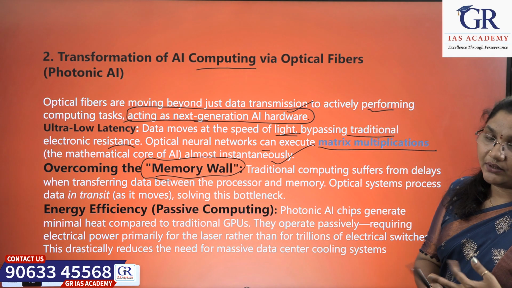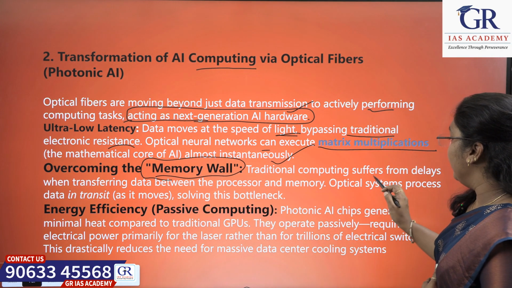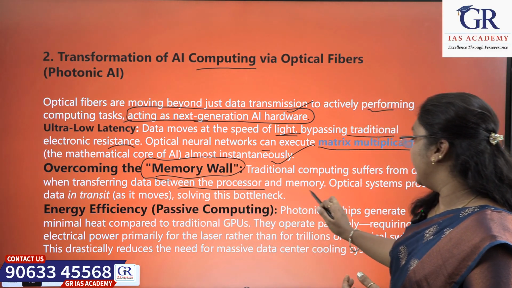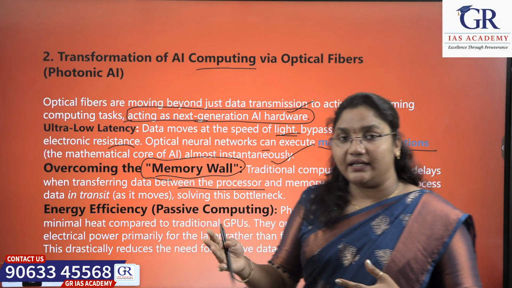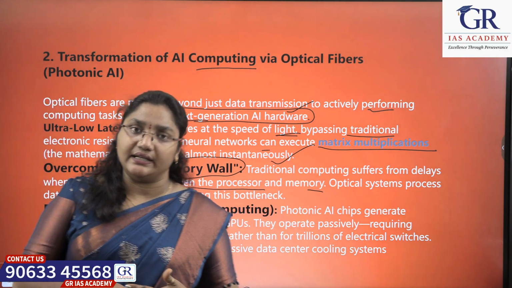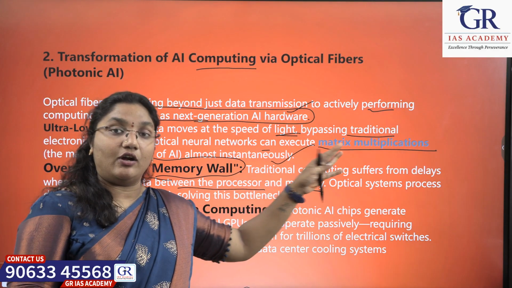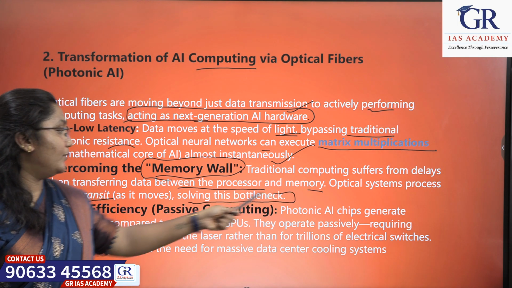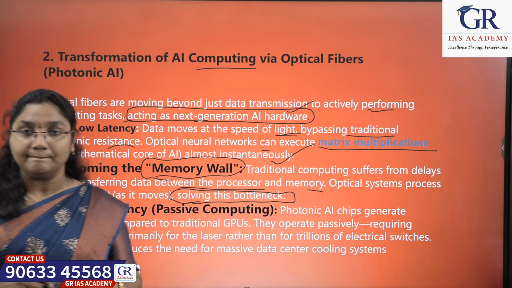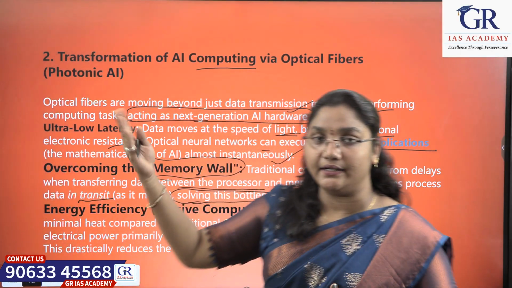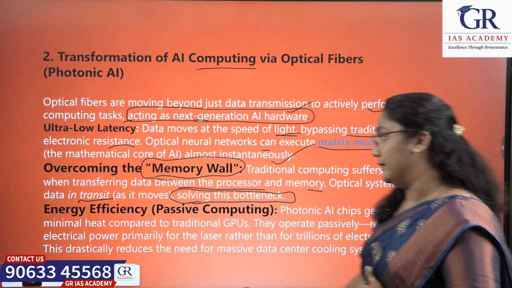Now, overcoming the memory wall. Traditional computing suffers from delays when transferring data between the processor and the memory. When transferring data using copper cables, we see a big delay in the data transfer. But now by using optical fibers, we process data in transit as it moves, solving this bottleneck problem. Data transfer is much faster compared to the old tradition of using copper cables.